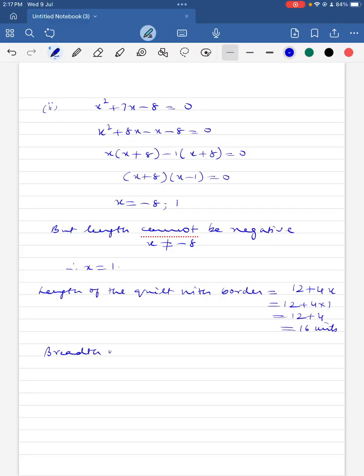Now the breadth of the quilt with border we know is equal to 8 plus 2x. So in this let me substitute x with 1. So 8 plus 2 times 1 gives me 10 units. So the length and breadth of the quilt with border will be 16 units and 10 units respectively.